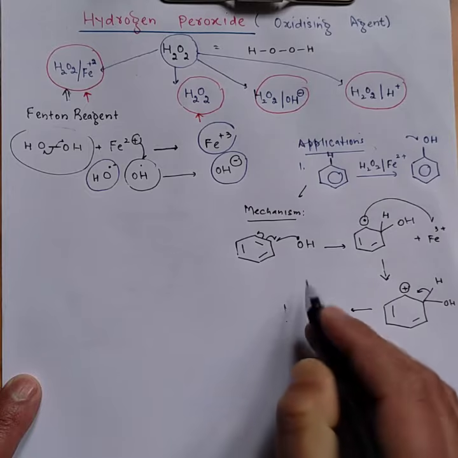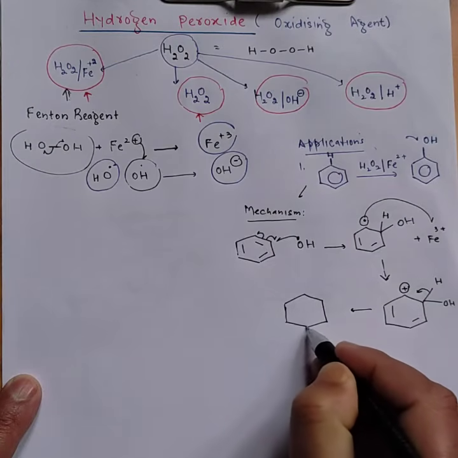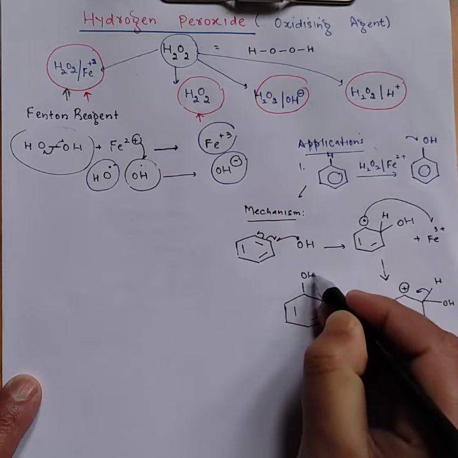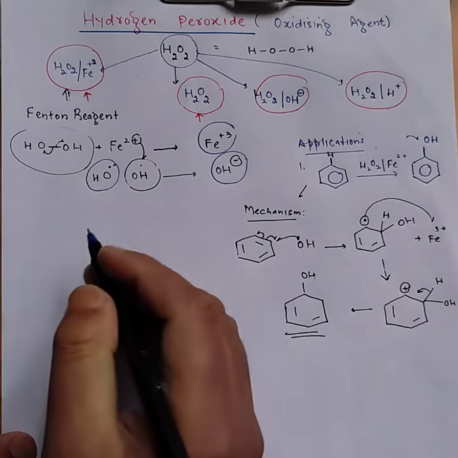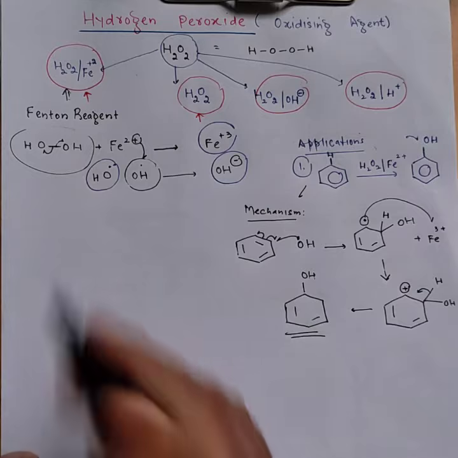That you will get conjugation extra across the 6 carbons now, and the product is your phenol. That's it. So that's your mechanism of your formation of phenol. Now another important application of this Fenton reagent is, first is it converts your benzene into phenol.